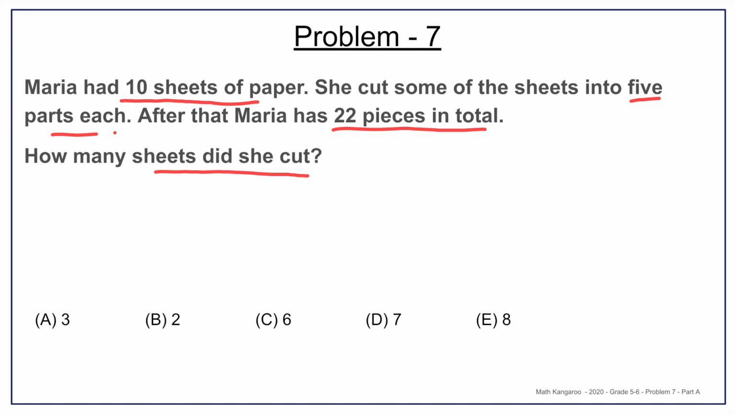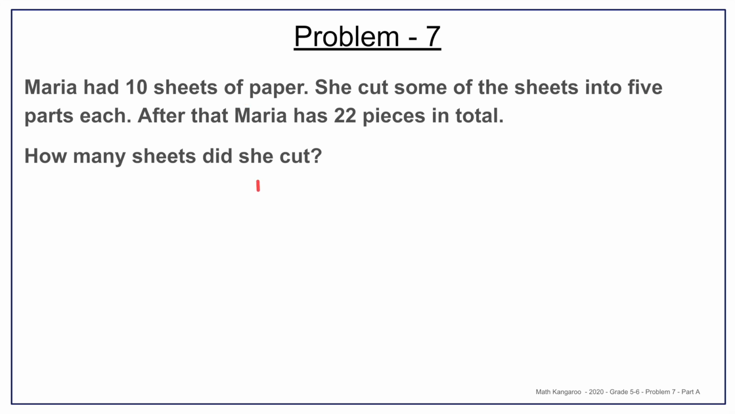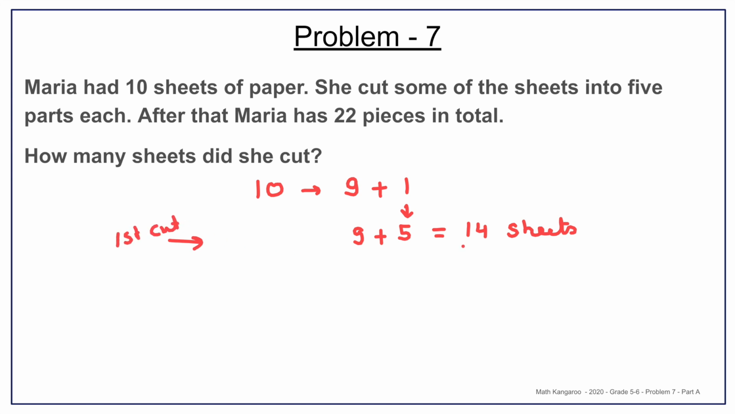Let's have a clean slate here. So Maria has 10 sheets. Let us pick one sheet and cut it into 5 pieces. So how many sheets in total does she have now? 14 sheets. And here she has made the first cut. 14 sheets is not enough. She has to cut more.